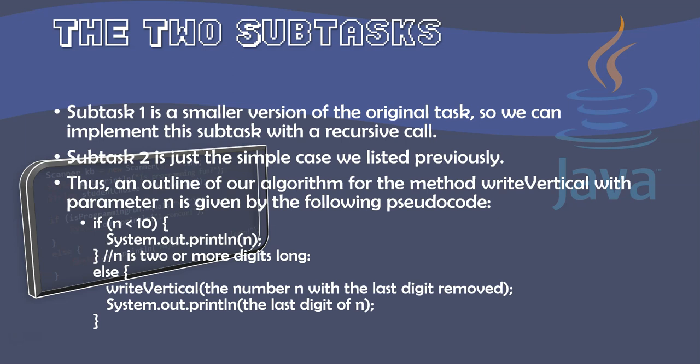Thus, an outline of our algorithm for the method writeVertical with a parameter n is given by the following pseudocode. We say if n is less than 10, just print out n. Otherwise, we want to call writeVertical on the number n with the last digit removed, and then System.out.println the last digit of n.